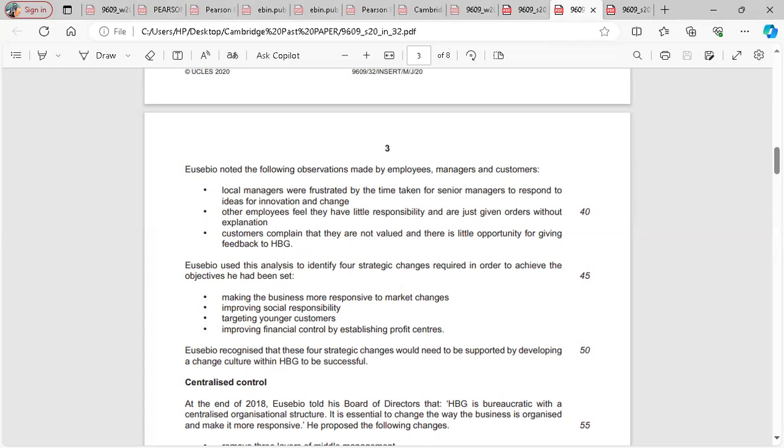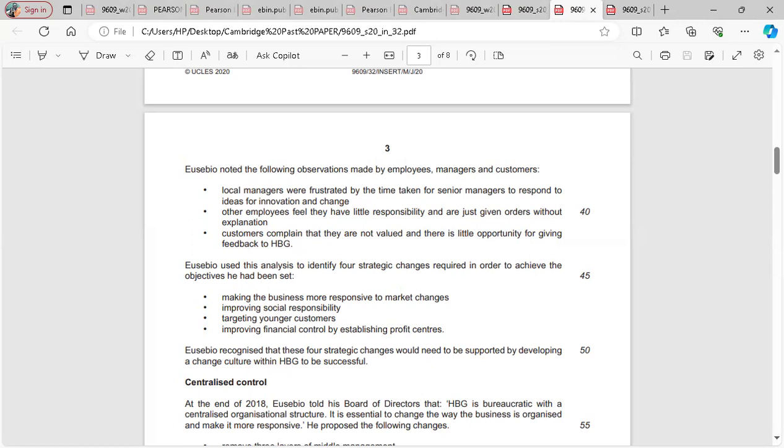But based on what employees are complaining about here, everything is always downward. You understand? The third one, customers complain that they are not valued and there is little opportunity for giving feedback to HBG. So that means customers are saying that they don't get response or feedback from HBG, which is not good. So Eusebio used this analysis to identify 4 strategic changes required in order to achieve the objectives he had been set. 1, making the business more responsive to market changes. 2, improving social responsibility, targeting younger customers, improving financial control by establishing profit centers. So these are the objectives now, based on the feedback he received from the stakeholders.